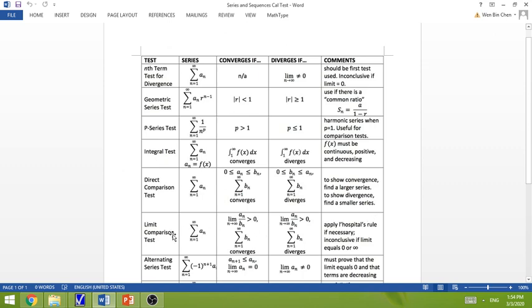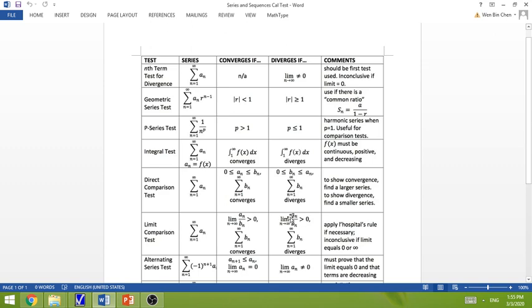And the other one is called the limit comparison test. For the limit comparison test, we usually use L'Hopital's rule to find the limit. So use L'Hopital's rule if necessary, or any kind of technique to find the limit. It's inconclusive if the limit equals 0 or infinity. But if the limit is greater than 0, and b sub n converges, then a sub n converges.